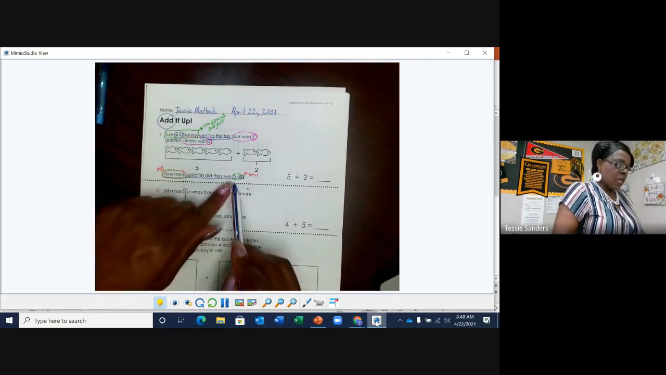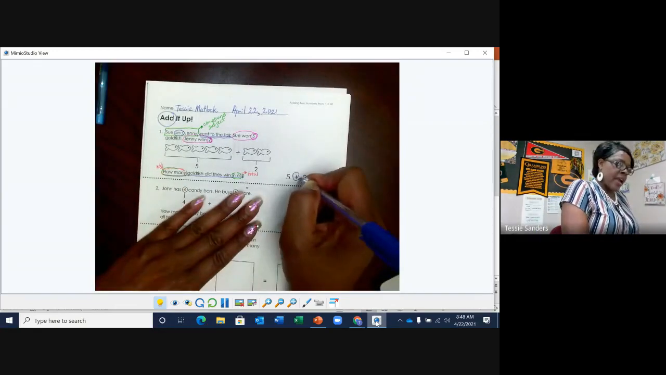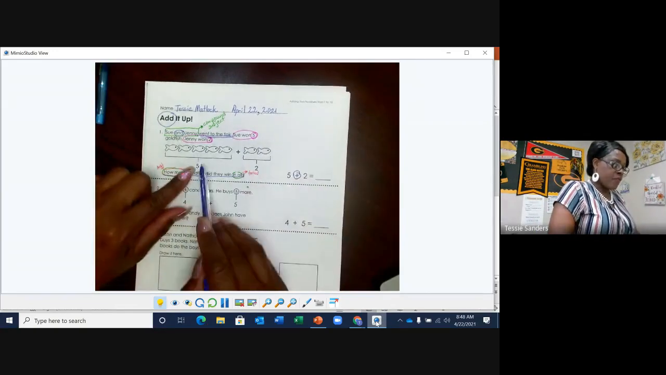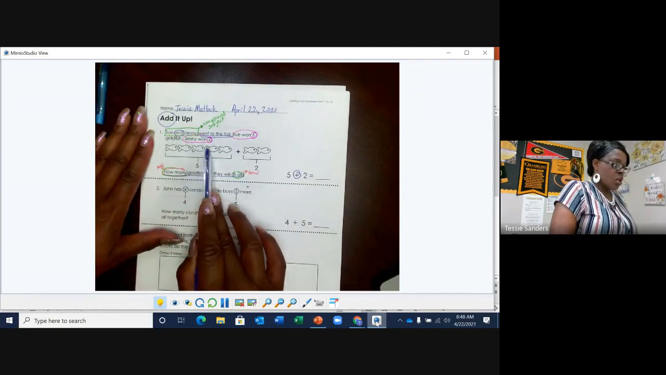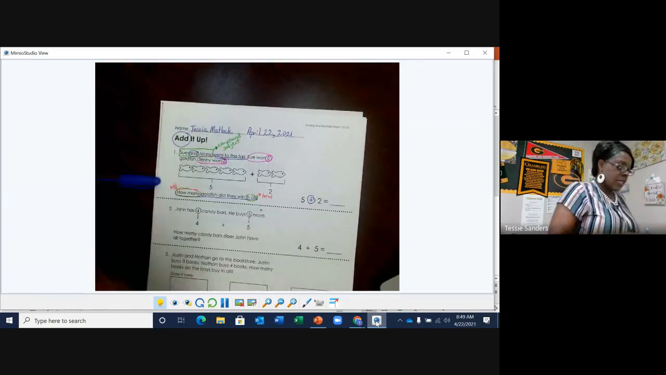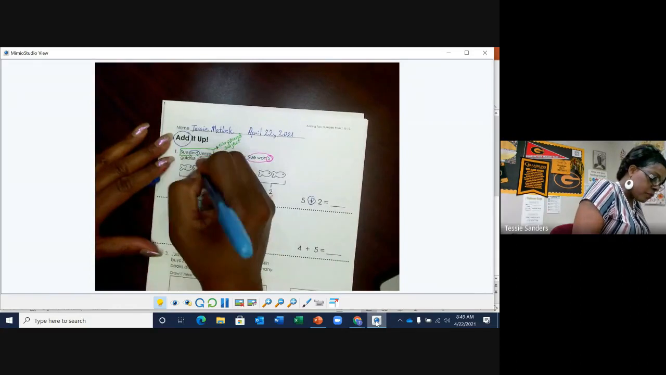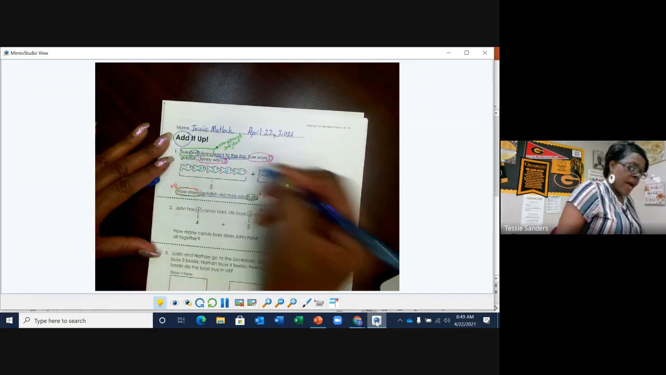How many in all tells us that we will need to add the raw numbers. 5 plus 2. Here it is. 1, 2, 3, 4, 5. Write the numbers inside of the goldfish. 1, 2, 3, 4, 5.